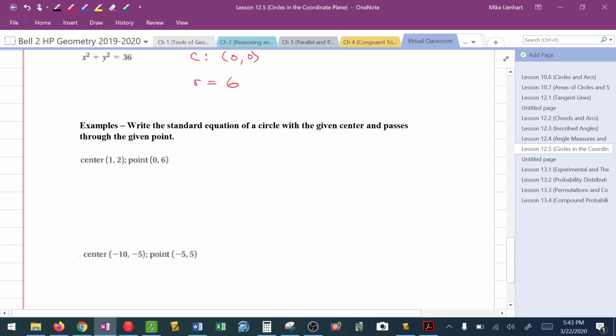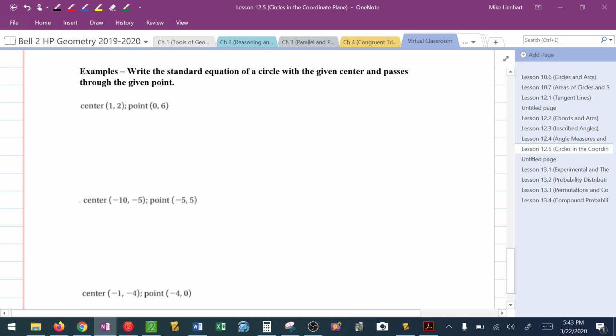6. So what if they take it and do something a little bit different here? And they say, write the standard equation of a circle with the given center that passes through a given point. So that point that they're talking about is actually on the circle. Here's what I know. From the center to any point on the circle, that's known as our radius. Okay?